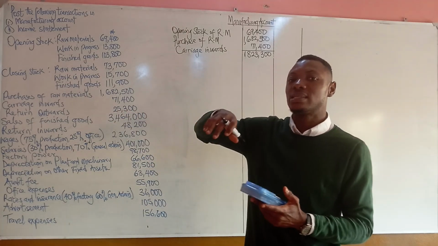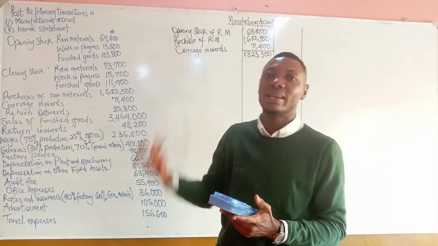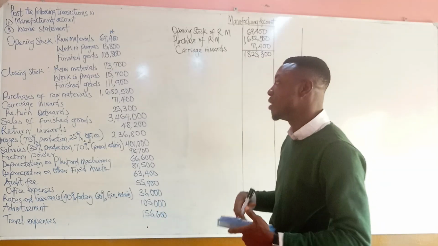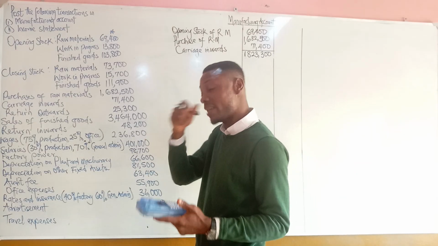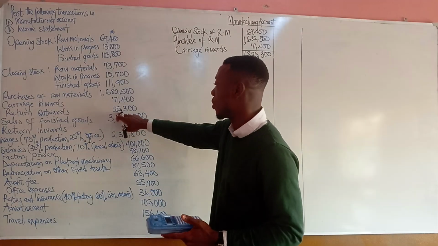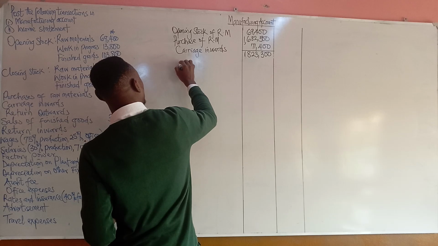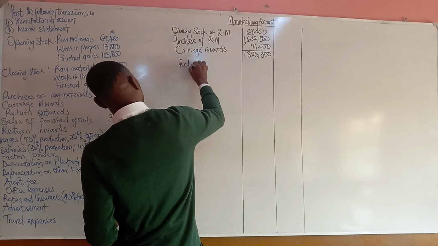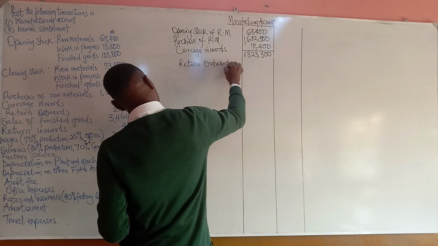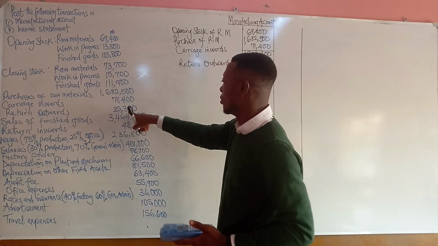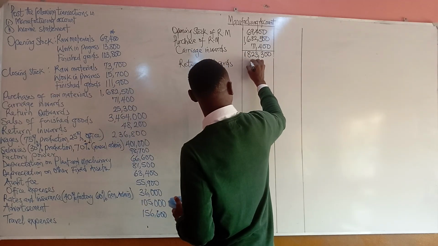That is the goods that did not meet the standard, that did not meet our requirement. Maybe they are spoiled, they are bad, or they are past the usable date. So I have to return it back to where I got it from. So I have return artworks. And my return artworks is what? 25,300.